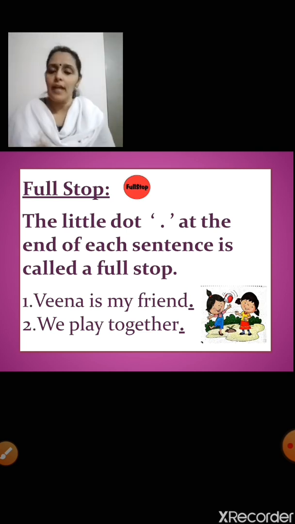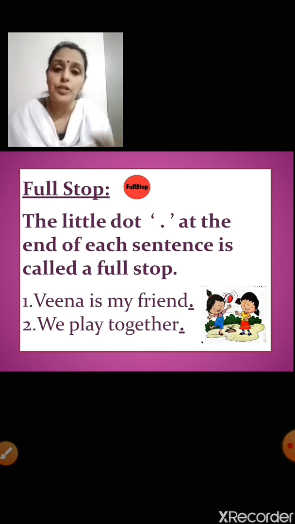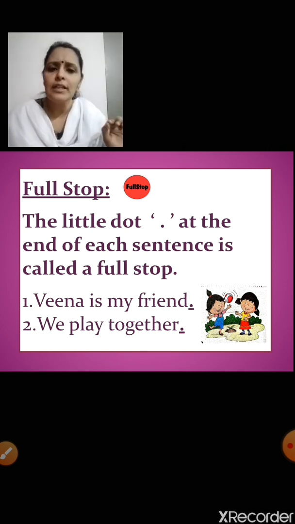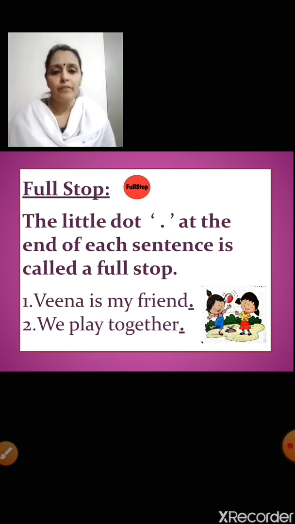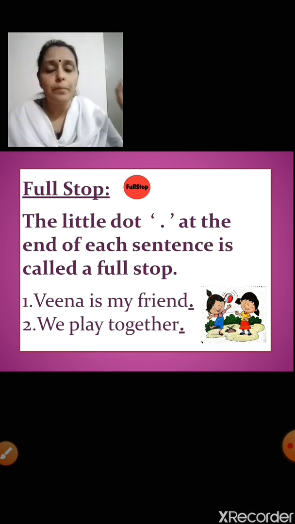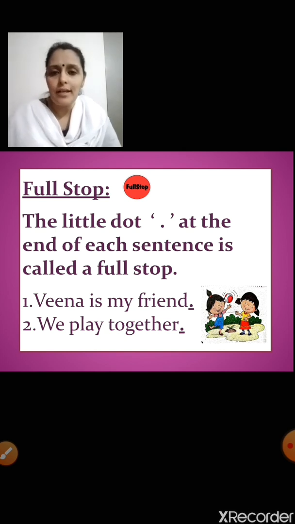Now, other than capital letters, we also have other punctuation marks like full stop, right? Full stop is a little dot at the end of each sentence, okay? When we write a sentence, in the end, we keep a full stop, we keep a dot. Yes, that dot is called a full stop. And when we complete a sentence, we end it with a full stop. Yes, Veena is my friend, full stop. We play together, again a full stop.